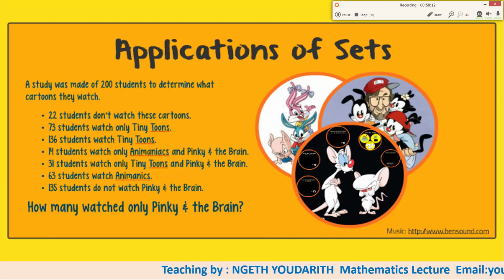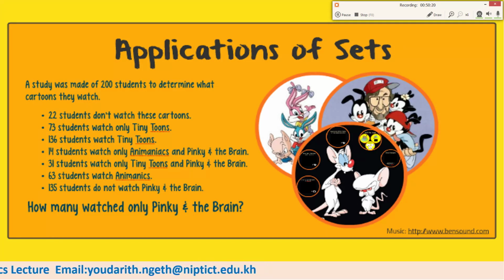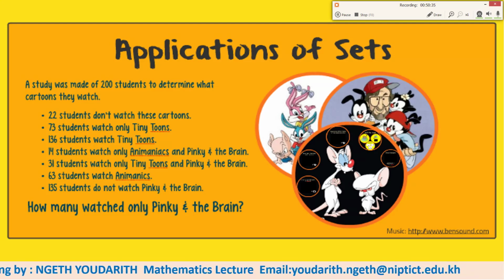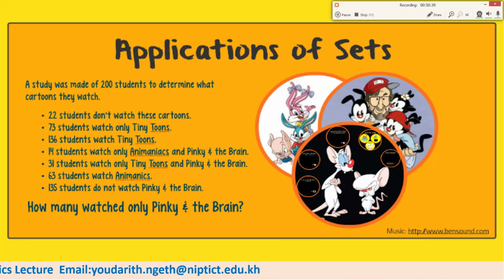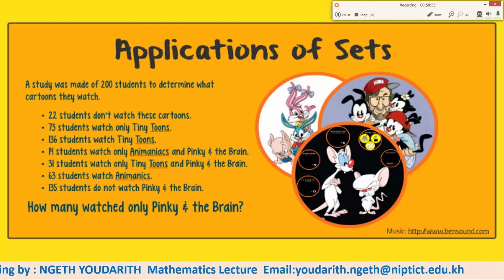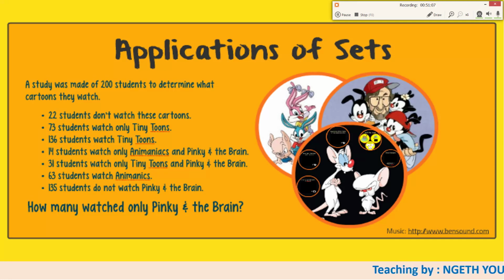A study was made of 200 students to determine what cartoon they watch. 22 students don't watch these cartoons. 73 students watch only Tiny Toon. 136 students watch Tiny Toon, and 14 students watch only Animaniacs and Pinky and the Brain, and 31 students watch only Tiny Toon and Pinky, but not the Brain. 63 students watch Animaniacs, and 135 students do not watch Pinky and the Brain.